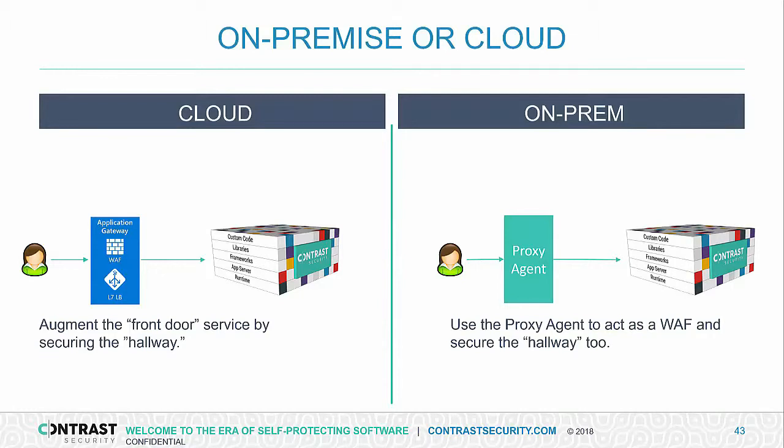In an on-premise area, we can use the Contrast proxy agent to be that WAF, and then we can use the language agents in order to see behind that hallway. So what we get is a unified approach whereby in the cloud, we use the cloud provider's WAF, and on-premise, we use the Contrast proxy agent as the WAF.